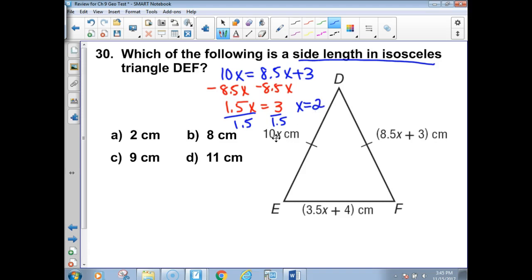So if I substitute 2 back in right here, I'm going to get 20, right? If I substitute 2 back in over here, I'm going to get 20. So it's not either of those sides because that's not one of the choices. If I substitute 2 back in here, 3.5 times 2 plus 4, I get 3.5 times 2 is 7. 7 plus 4 is 11. So it would have been choice C. Okay? I don't know if we went over that.